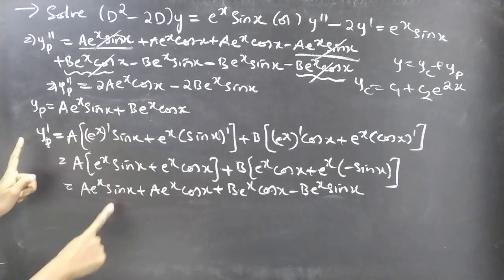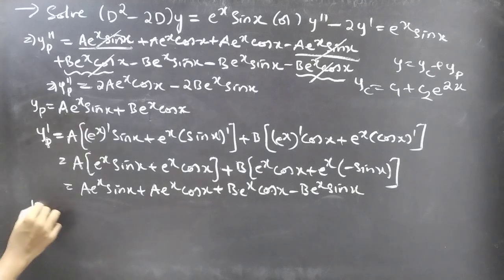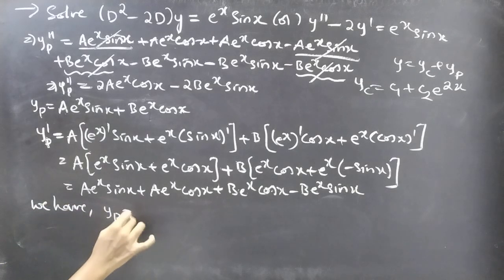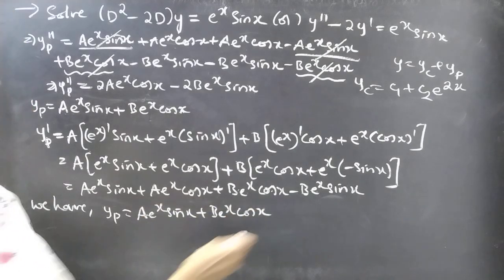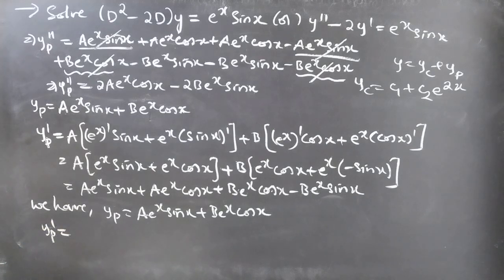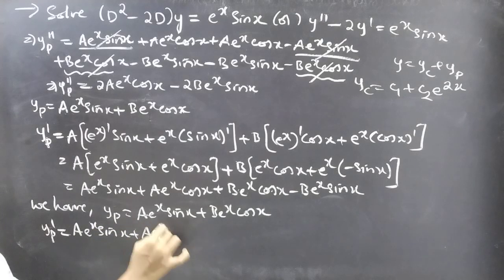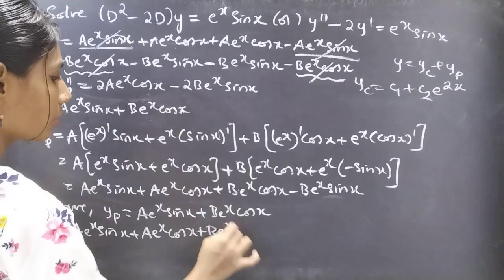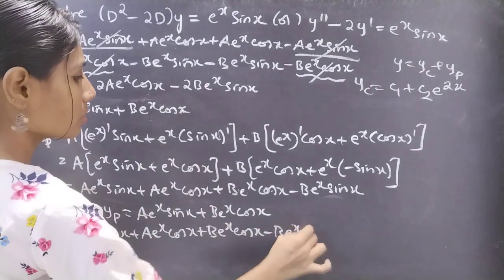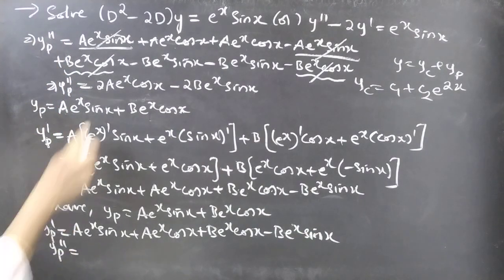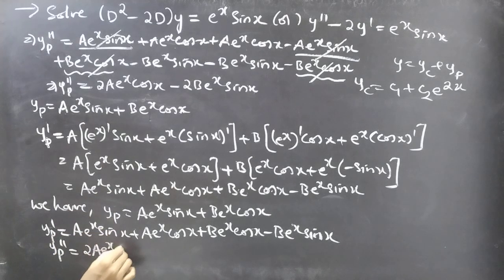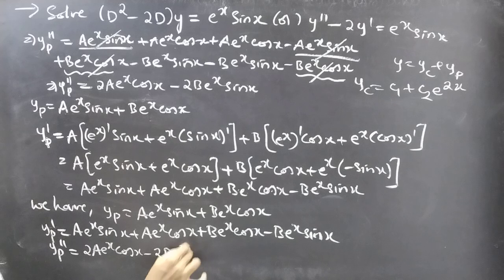You got yp dash and yp double dash, right? We have yp equal to a e power x sin x plus b e power x cos x, and yp dash equal to a e power x sin x plus a e power x cos x plus b e power x cos x minus b e power x sin x, and yp double dash equal to 2a e power x cos x minus 2b e power x sin x, right?